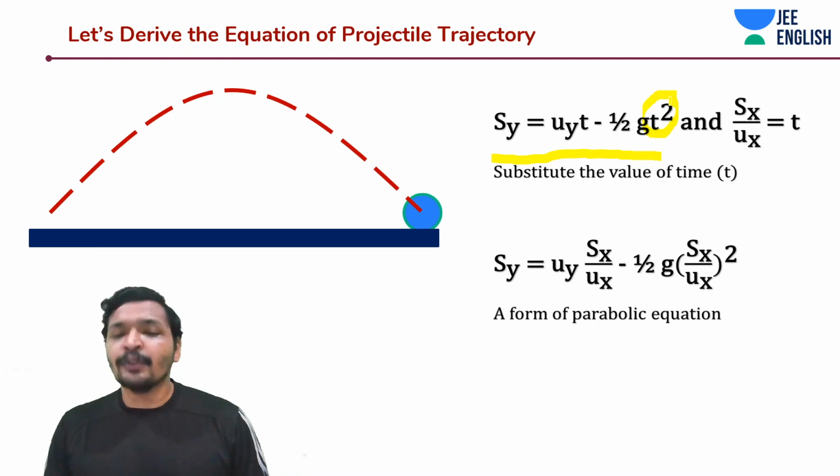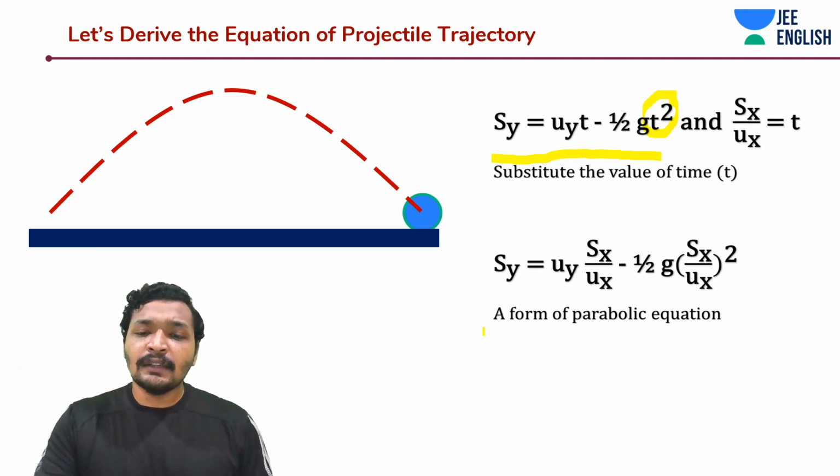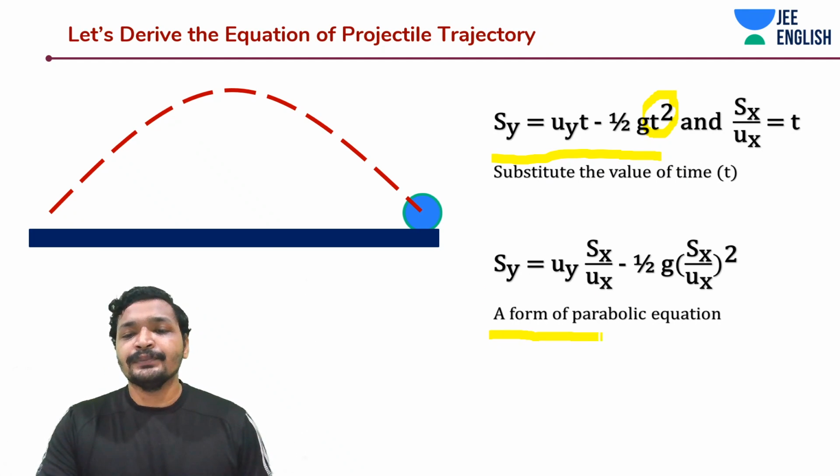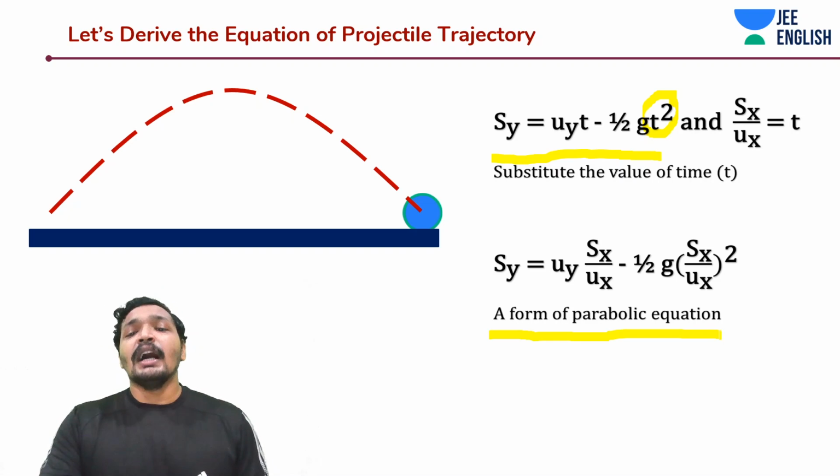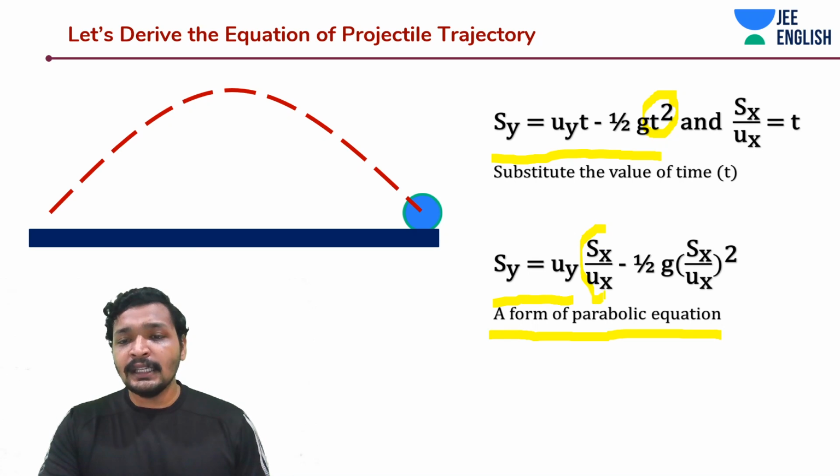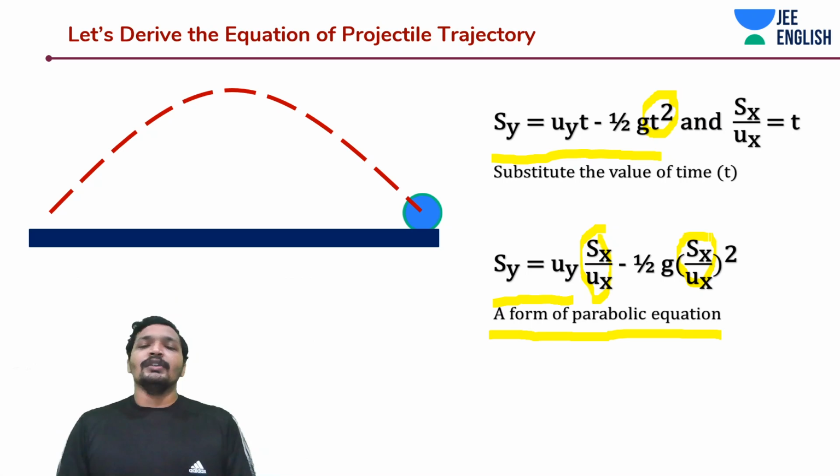Once you substitute it, you'll understand that it is in the form of a parabola. The path is in the form of the 2D geometric shape, the parabola. And what is the final equation? Sy is equal to uy into sx by ux, since sx by ux is nothing but t, minus half g t square, which is again substituted by sx by ux of whole square. So really simple.